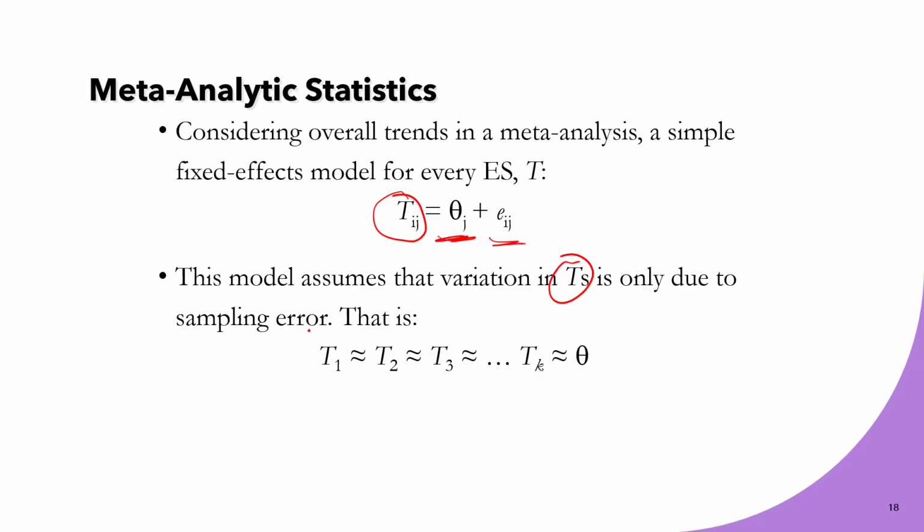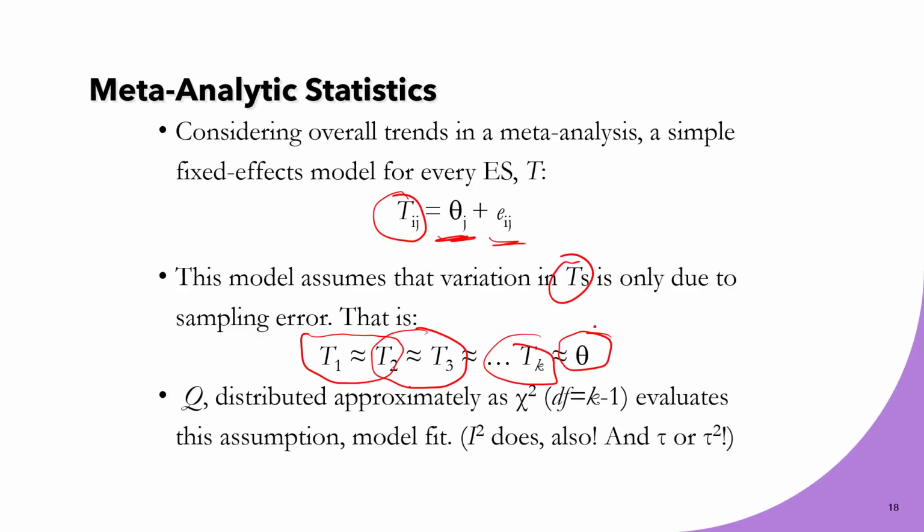So each observed effect is approximately equal to each other effect all the way through to your last K study, and that is approximately equal to the population effect size, the Greek letter capital theta. And then Q, which is distributed approximately as chi-squared. Sometimes in the old literature, you might see it labeled H. That's a long story, but the convention has pretty much eliminated that. It's now called Q. It's distributed as an approximate chi-square distribution with K minus 1 degrees of freedom, and it evaluates whether this is true. So if you have more than that, it's a poor fit, essentially.